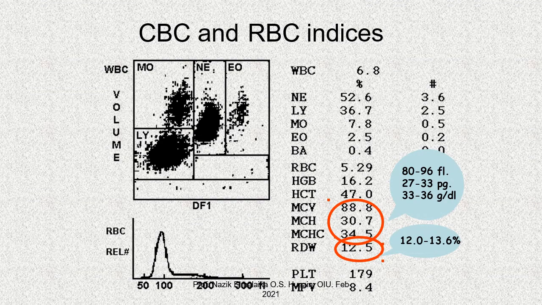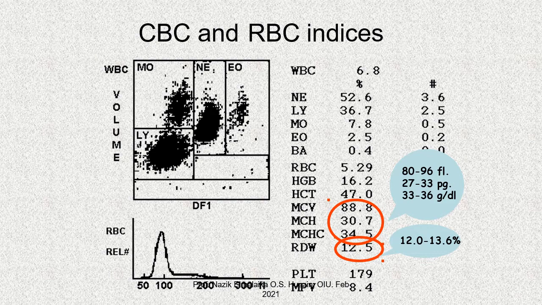The red cell indices are the mean cell volume, the mean cell hemoglobin, which is a measurement of the hemoglobin content of the individual erythrocyte, the mean cell hemoglobin concentration, which is the measurement of the hemoglobin content of all the erythrocytes, and it is calculated. These are the normal reference values.